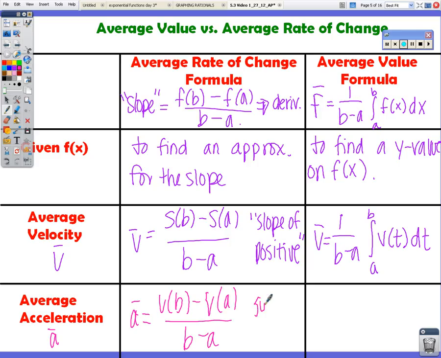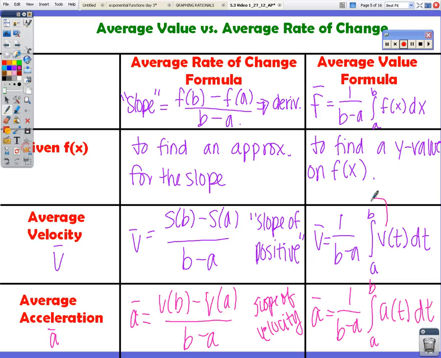Okay, slope of velocity. And then if I want to find the average acceleration using the average value formula, you always use itself as the function, a of t dt. So velocity, to find average velocity, we use the average value formula. Same thing here. Given the acceleration function, if I want to find the average acceleration, if they're the exact same function, you'll use an average value.